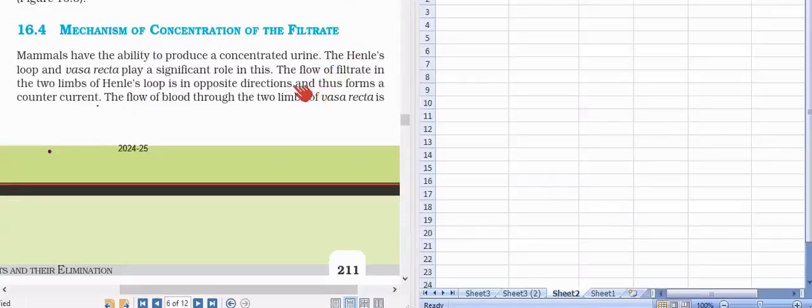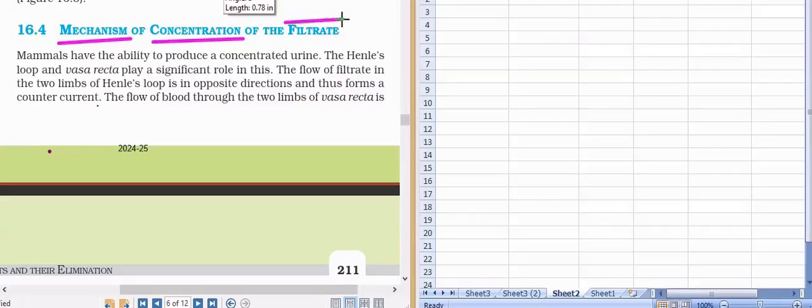Hi, today's topic is the mechanism of concentration of the filtrate. It means how the filtrate becomes more concentrated compared to the dilute state. In this topic we are discussing mammals. Mammals have a special ability to produce concentrated urine. This is the topic actually.